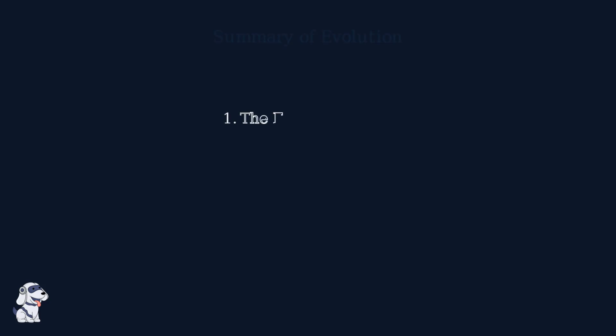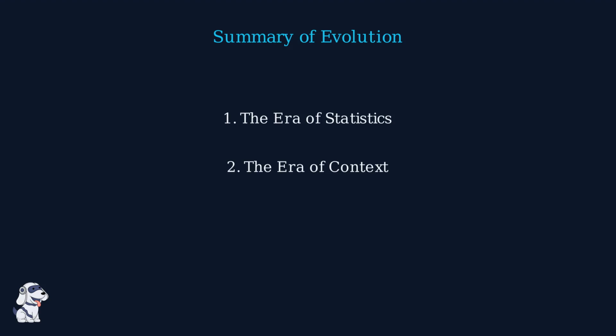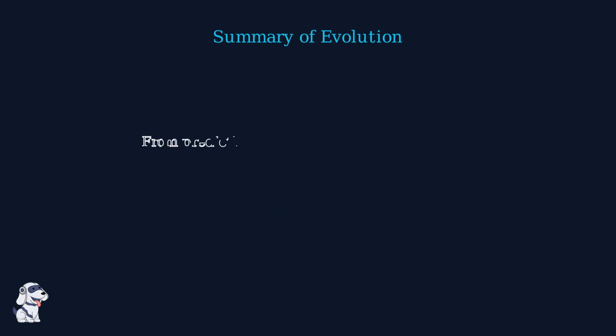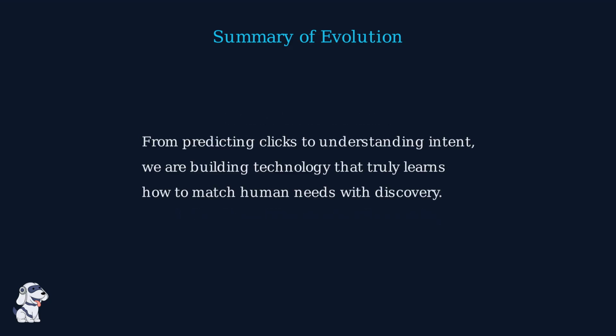Our journey through recommendation systems reveals a clear trajectory. We began in the era of basic statistics, relying on simple collaborative filtering. We then evolved into the era of context, where graph networks and real-time signals allowed systems to understand the why behind user behavior. Finally, we have entered the age of generative reasoning. Here, systems act as intelligent agents that can reason about intent and provide personalized, explainable discoveries. We have transitioned from matrix-based statistics to generative agents, marking a fundamental shift in how we interact with technology to find what we love.